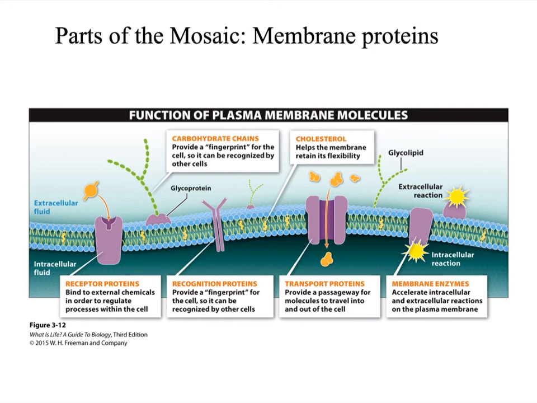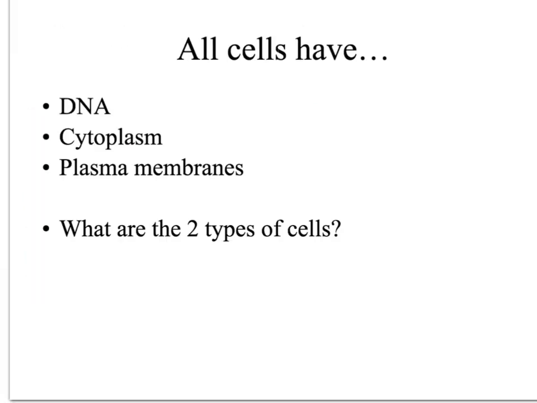Some proteins embedded in the plasma membrane actually allow molecules to go in and out. So these transport proteins help nutrients get in, wastes to go out, and they can either use energy or be passive transport. And we also see some enzymes embedded here. So these are the ones, remember, that speed up chemical reactions. So all cells have DNA, cytoplasm, and plasma membranes. So in the next part of this chapter, we'll start looking at the types of cells, so prokaryotic and eukaryotic, and the different structures that you can find specifically in eukaryotic cells.